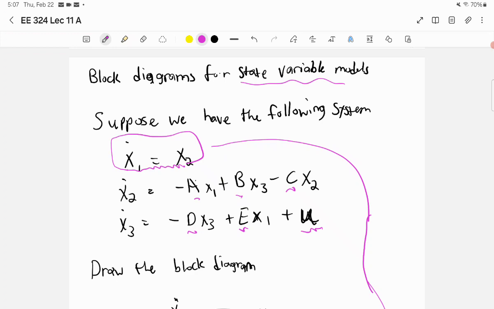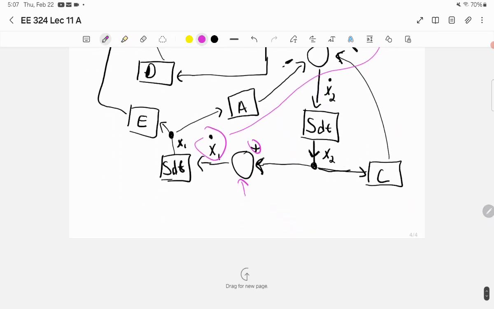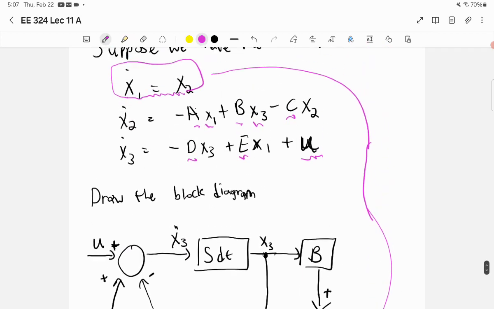Let's go to x2 now. x2 dot has three terms in it: minus a times x1, plus b times x3, and minus c times x2. So I should be seeing x1, x3, and x2 going into the summer. So I should have a summer with three things coming into it. And then all of these are going to have to actually run through gains before they go into the summer. So I'm really going to see a gain block of A coming into the summer, B coming in, and C. So let's go down here for x2 dot.